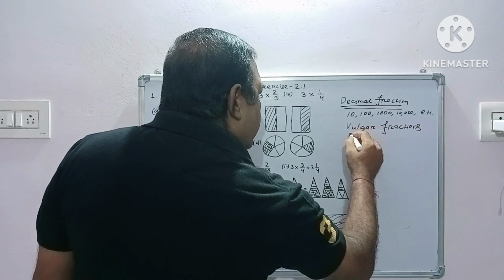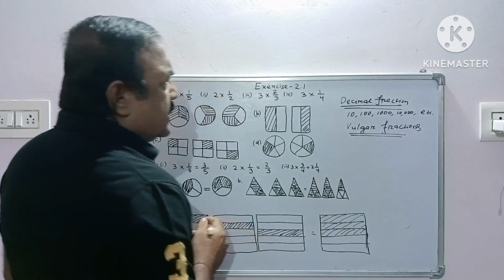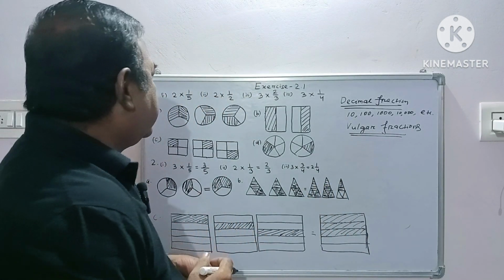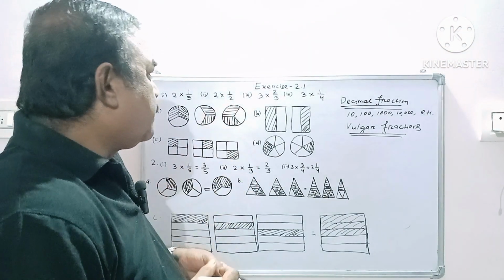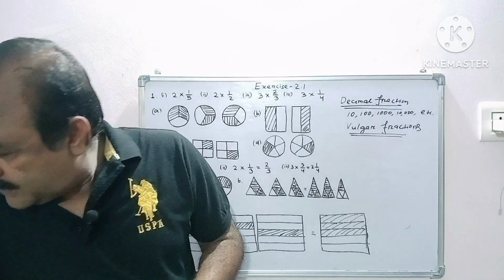Okay? So like fractions and unlike fractions, we have already discussed. And let us move to the exercise questions. That is exercise 2.1 of your chapter 2.